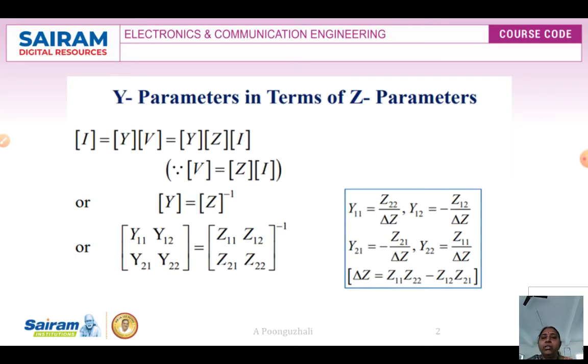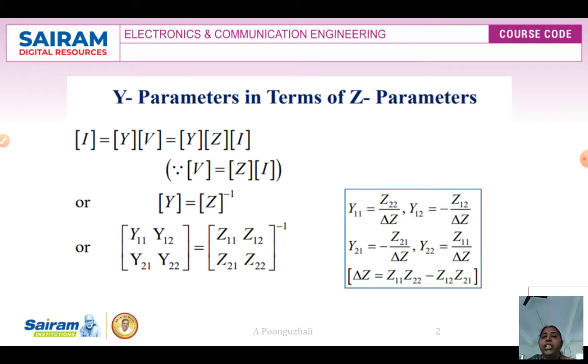So first we are going to see your Y parameters in terms of Z parameters. Now I is equivalent to Y into V. We know that your admittance parameter Y is equivalent to I by V, so we can write I is equivalent to Y into V. We want to write the Y parameters in terms of Z parameters, so we write V is equivalent to Z into I. We know that the relationship is V1 is equal to Z11 into I1 plus Z12 into I2. So we will write it as V is equal to Z into I. So substitute into the I equation, that is Y into Z into I.